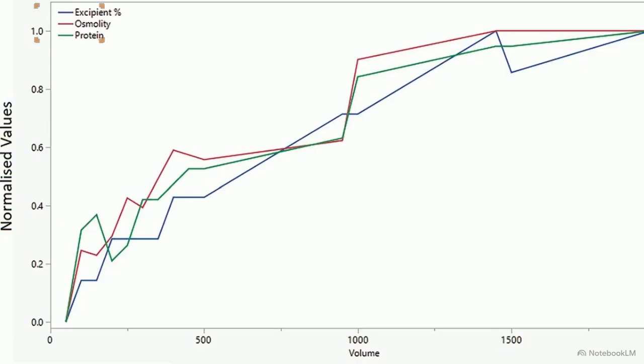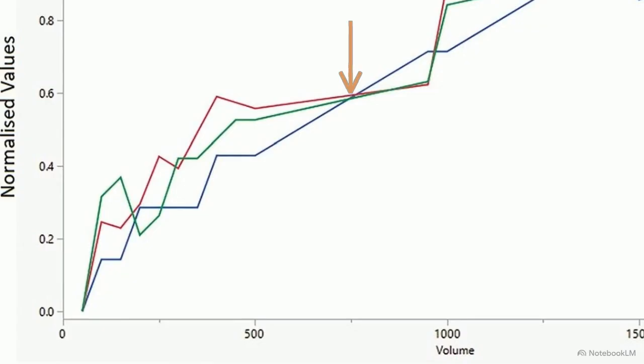This graph maps changes in osmolality, protein concentration, and excipient percentage as a function of flush volume. By pulling sample fractions, the team identified the exact stabilization point. At 750 milliliters, the curves normalize, defining the precise flush volume required.